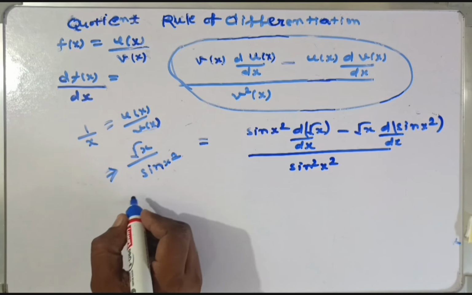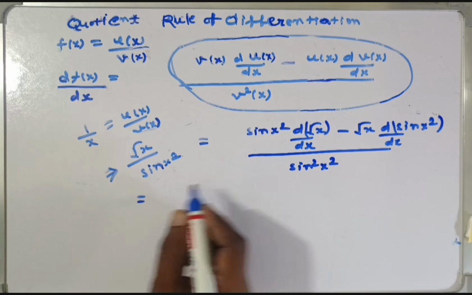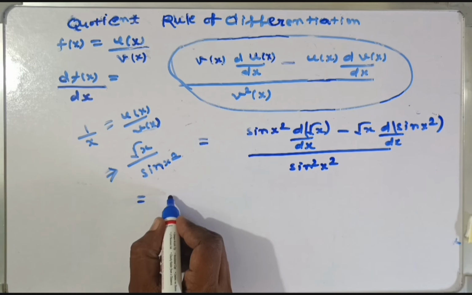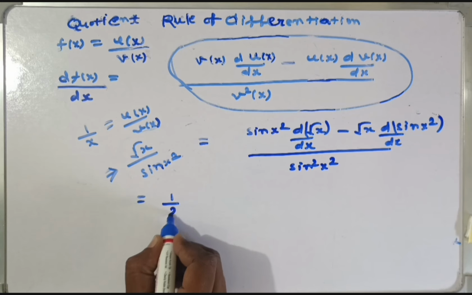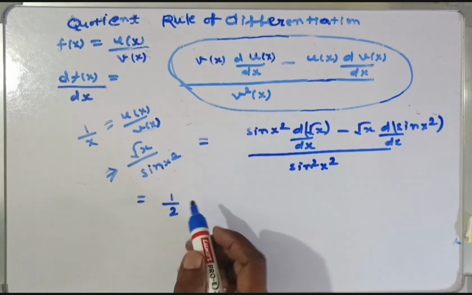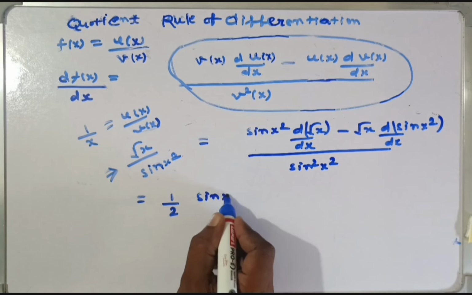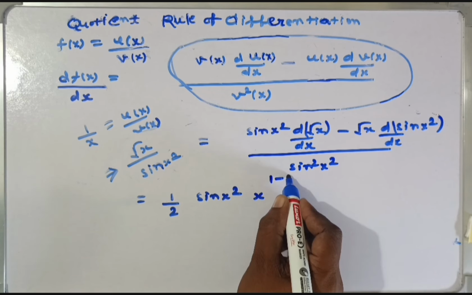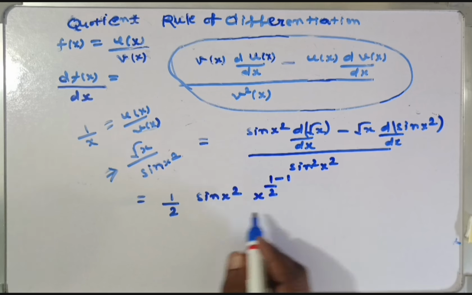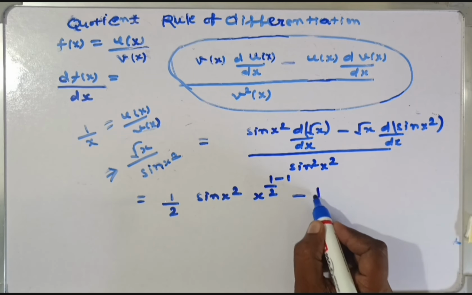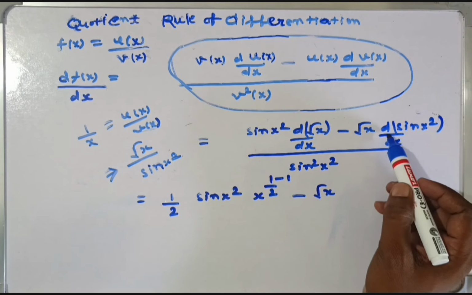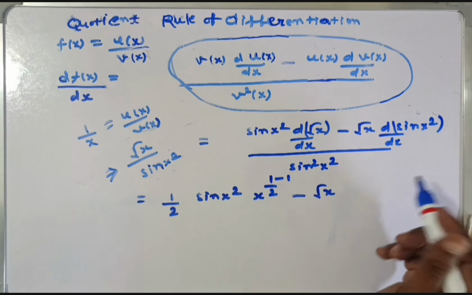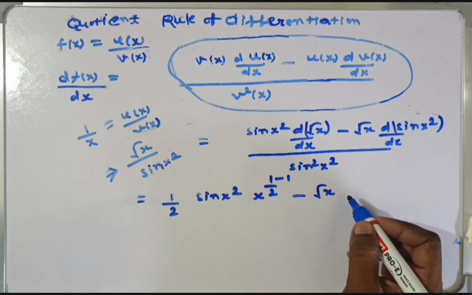We read in the derivative rule that if a function is like this, we first write the power of x. Here the power of x is 1 by 2, then sine x square, then x to the power of 1 by 2 minus 1, or this is 1 by 2. Then the second one is root over x. Then see this one, d sine x square by dx. So we can use the chain rule here.